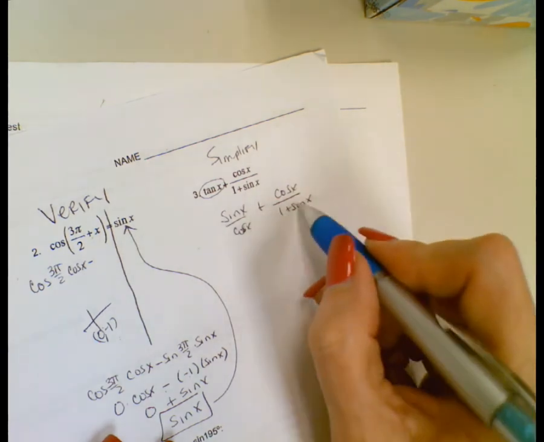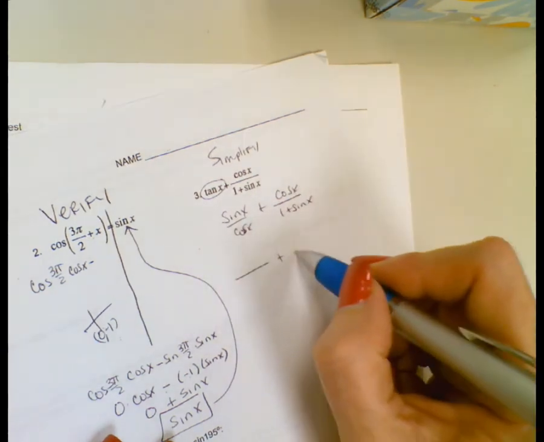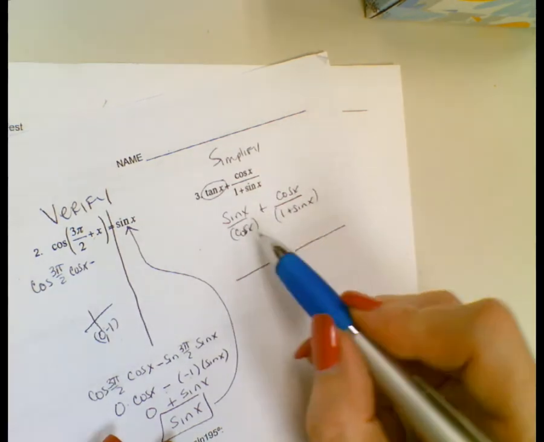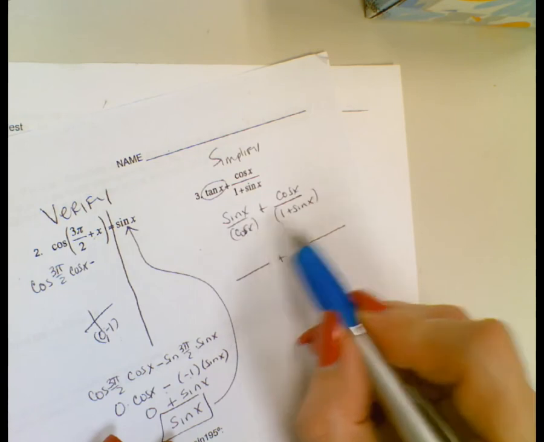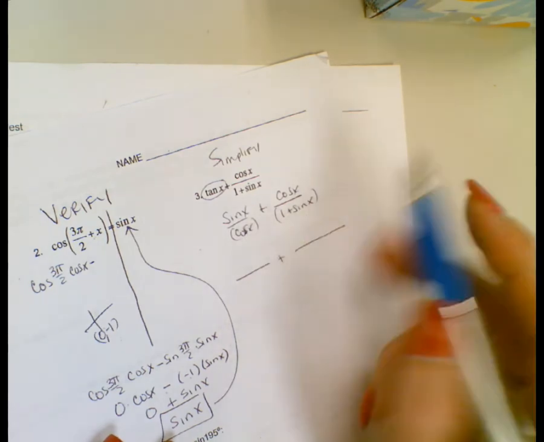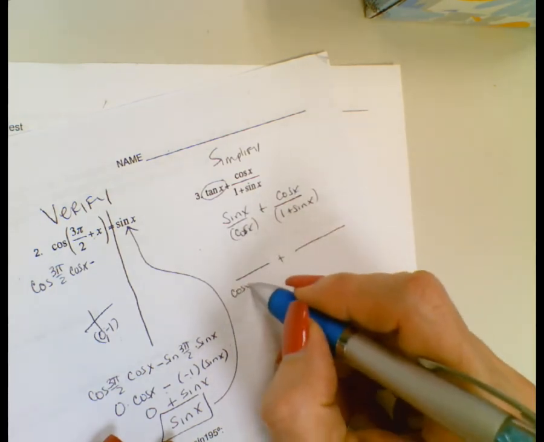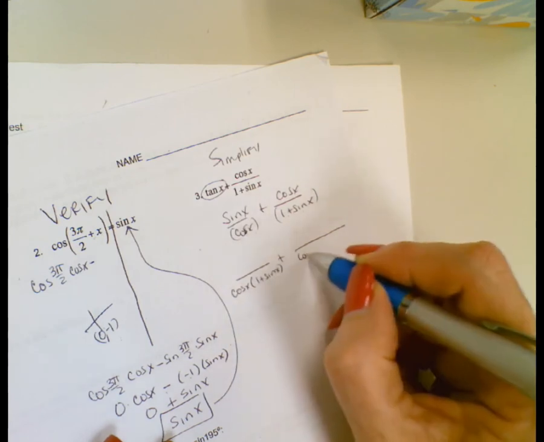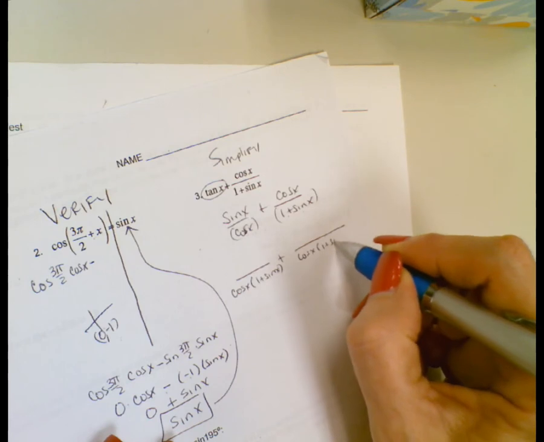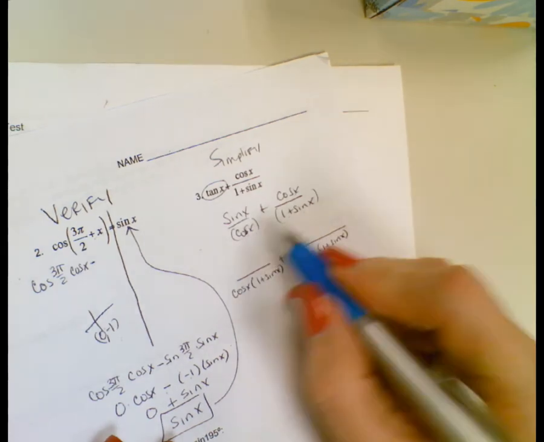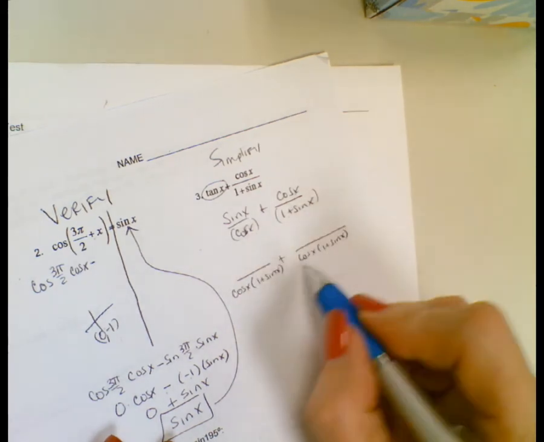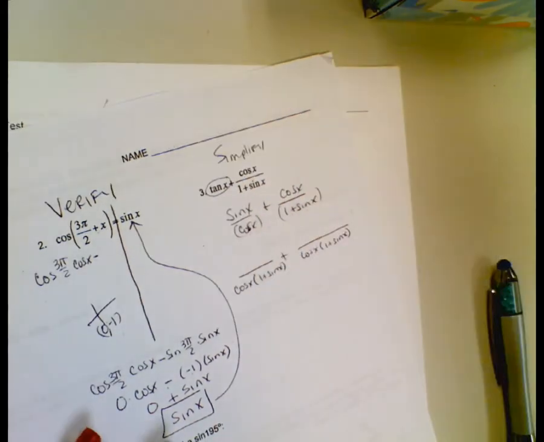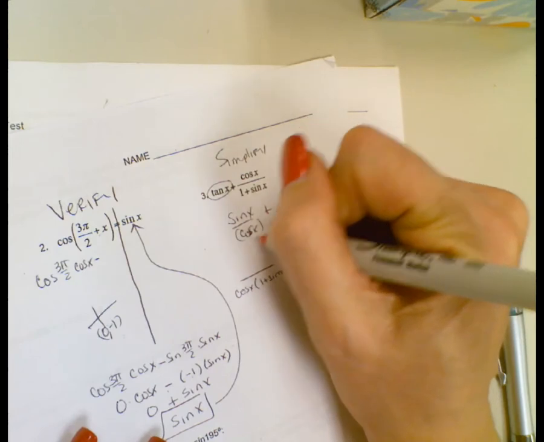So when you have to add two fractions, you have to find a common denominator. Common denominator is every factor that you see in the bottom that's different. Since cosine is different than 1 plus sine, you have to use both of these. So that's one of them, and this is one of them. These are both factors. So we have just made our denominator the same. So what is missing in the first one? It looks like we're missing a 1 plus sine x.